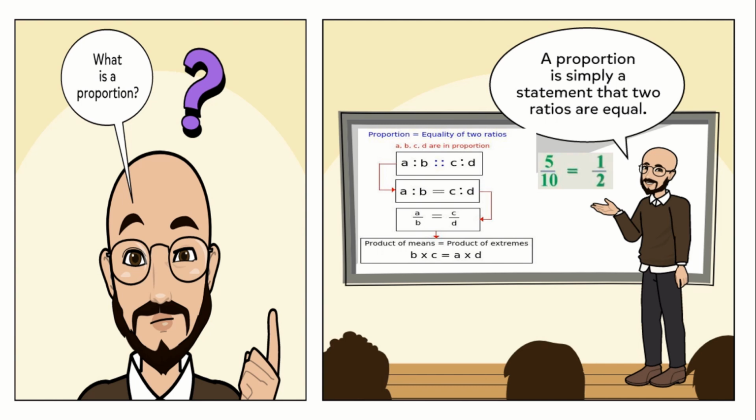A proportion may be expressed in three standard forms. You have A is to B equals C is to D, or A:B = C:D, where the colon also means "is to" and the double colon means equals, or A over B equals C over D, wherein the product of the means should be equal to the product of the extremes. Your means are your B and your C, and your extremes, which are found on the outermost part, are your A and D. The product of your means should be equal to the product of your extremes.